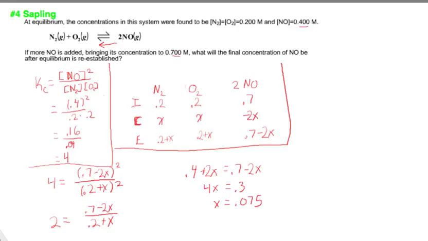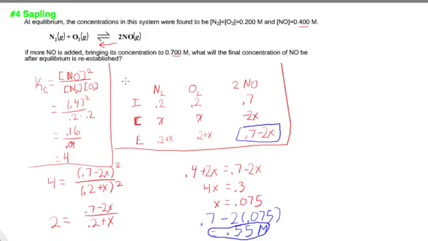So now, using this equation to find the equilibrium concentration of NO, I have 0.7 minus 2 times 0.075, and that's going to equal 0.55. So that is my final answer.